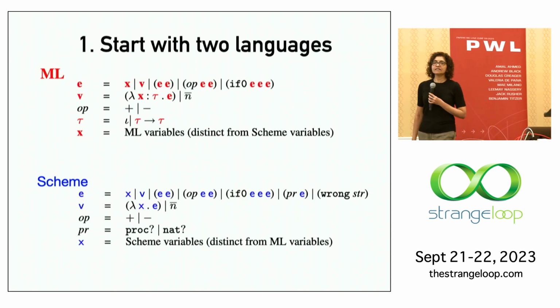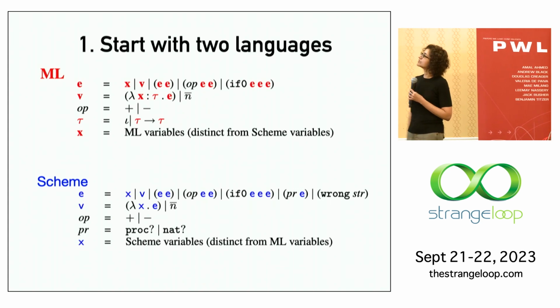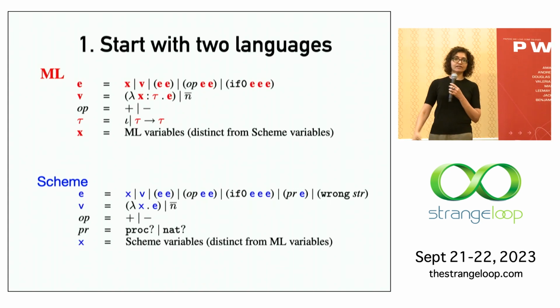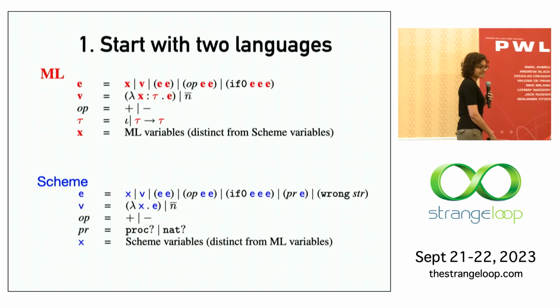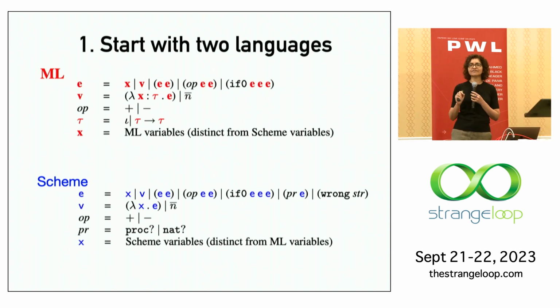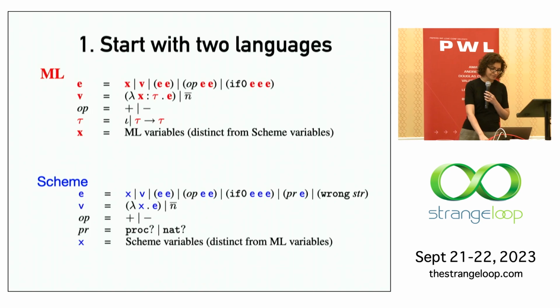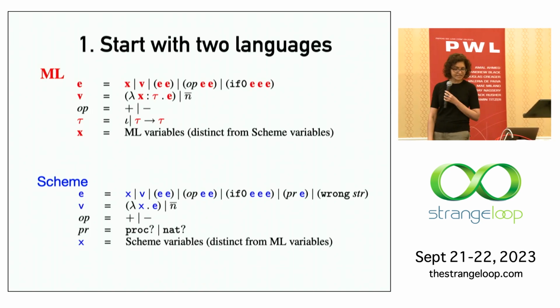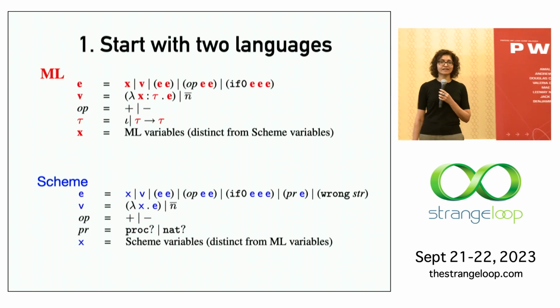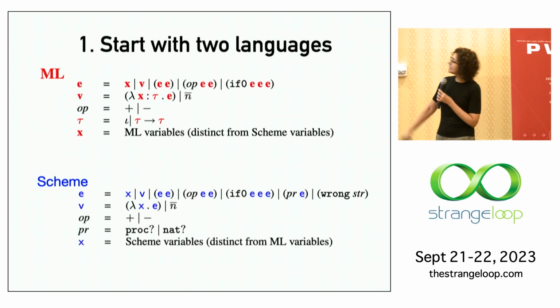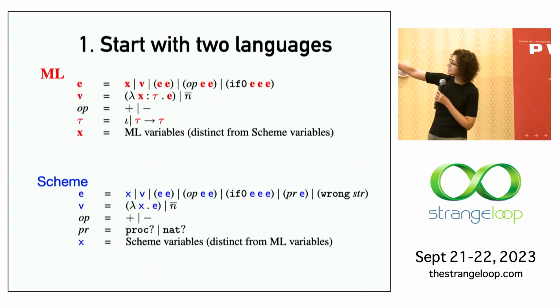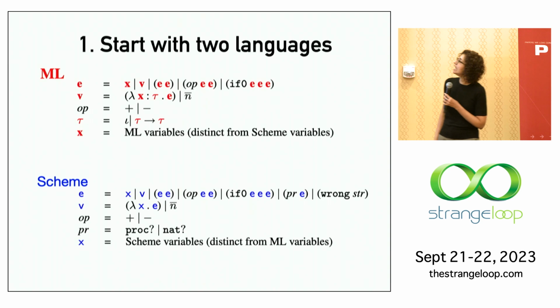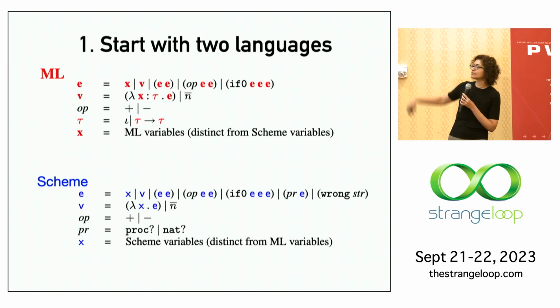Okay, so let me show you what's actually in the paper. So they had a language, the red one, which they called ML, but it's actually just a very, very simple typed lambda calculus, typed functional language. And then they had a language called scheme, which is an untyped lambda calculus, essentially. It's scheme-like because it has some predicates. You can do proc-ha and nat-ha. The variables for ML are red. The variables for scheme are blue.